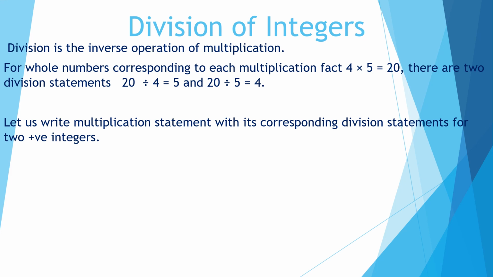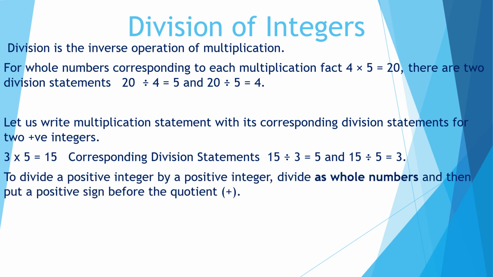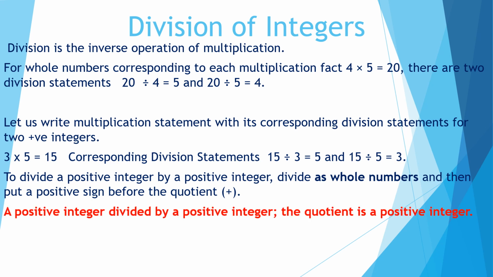Let us write a multiplication statement with its corresponding division statements for two positive integers. 3 into 5 is 15 and the corresponding division statements are 15 divided by 3 is equal to 5 and 15 divided by 5 is equal to 3. In both the cases, to divide a positive integer by a positive integer, divide as whole numbers and then put a positive sign before the quotient. A positive integer divided by a positive integer, the quotient is a positive integer.